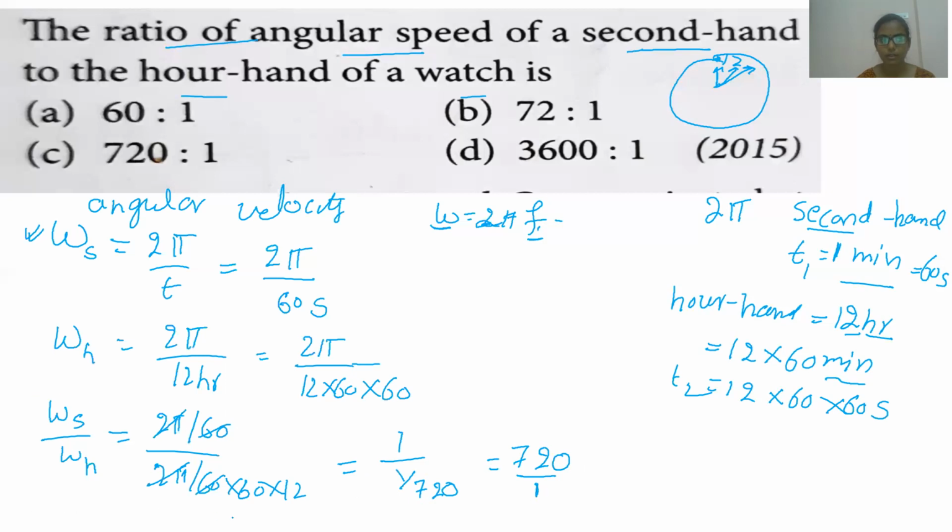So what they are asking, the angular velocity of the second hand to the angular velocity of the hour hand is equal to 720 is to 1. You can observe which option is correct here. Yeah, you are correct, option C is correct. Okay, this was asked in 2015. Up to 2014 they asked regarding projectile motion, and this time they changed it to an angular velocity problem. They are asking the comparison of the angular velocity of the hour hand and the second hand. Clear, children? I hope this problem is clear to you.